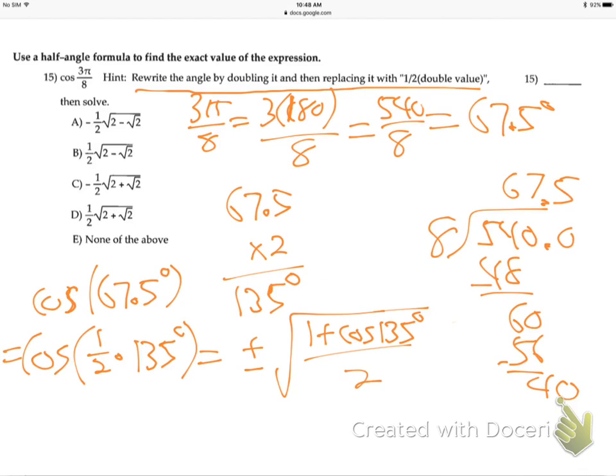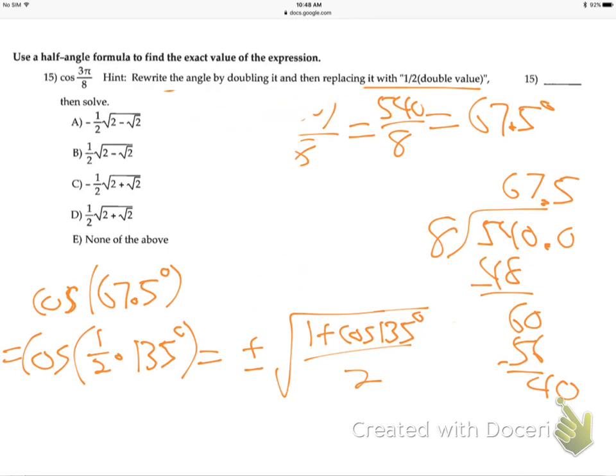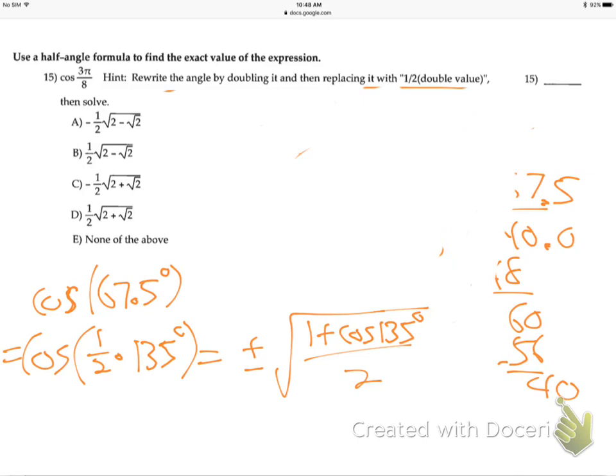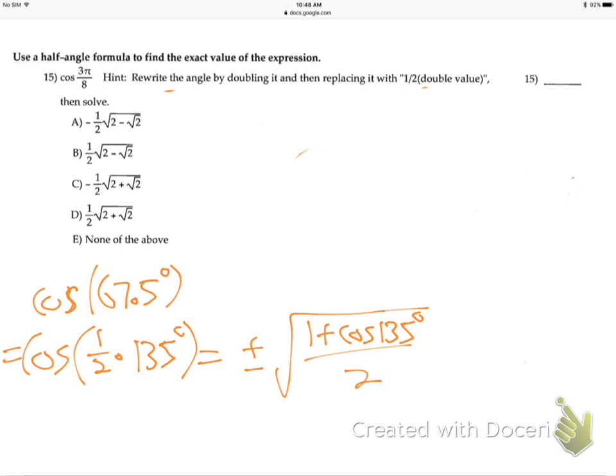Okay. Now, what are we going to do with that? Well, now we can figure it out because we can find the cosine of 135. Right? 135 is a value we can handle on the unit circle. So again, it's all about the unit circle. So let's go to the unit circle, find the cosine of 135. So let's do that.